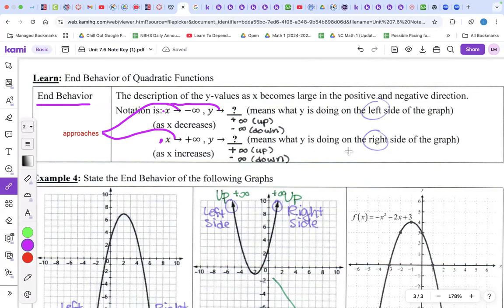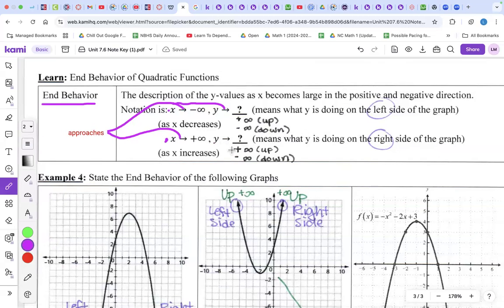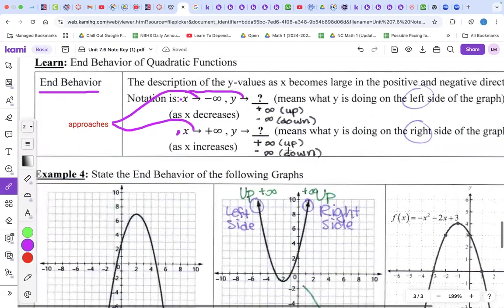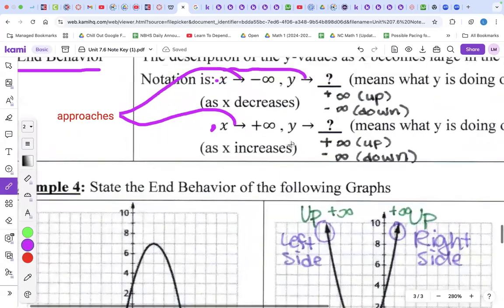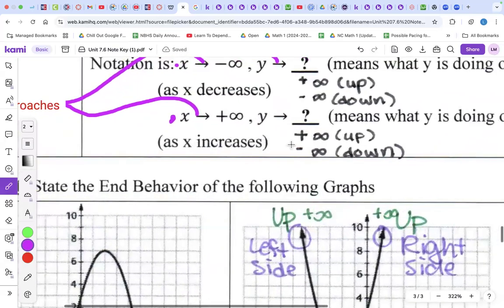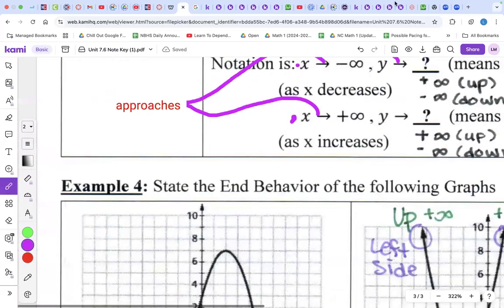Okay, so let's look at it. It says what y is doing on the right side of the graph, and it's positive if it's up, negative if it's down. Let's see what that means. All we're asking here is, what that means is this.